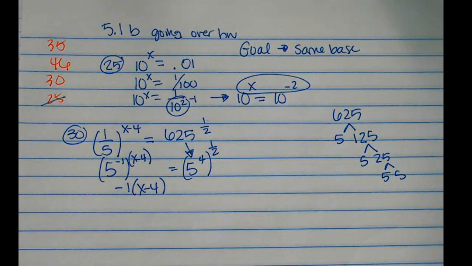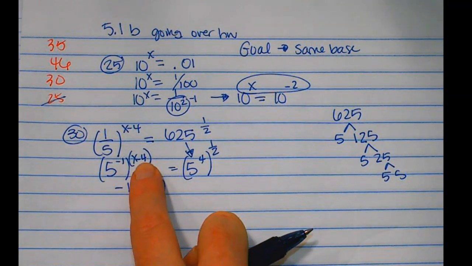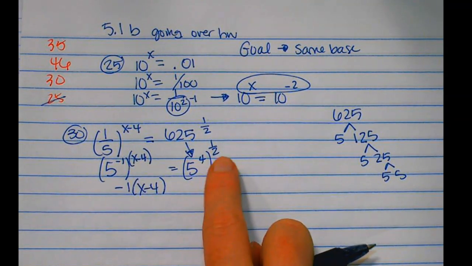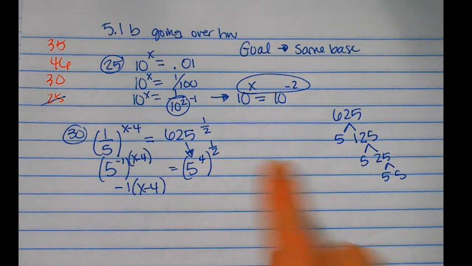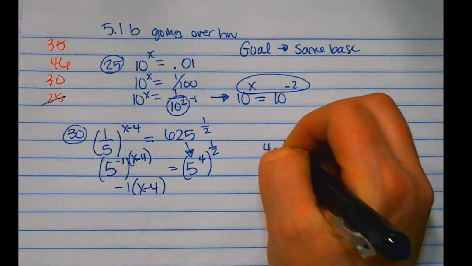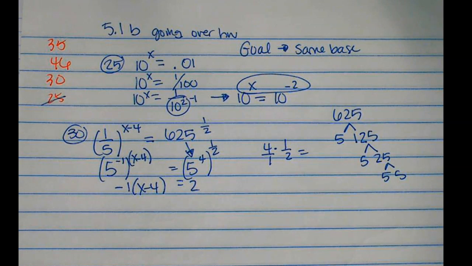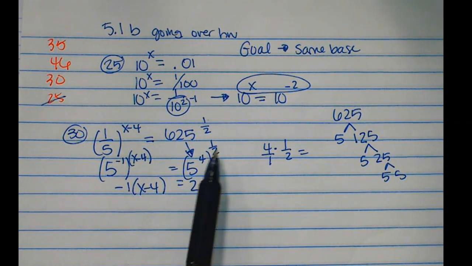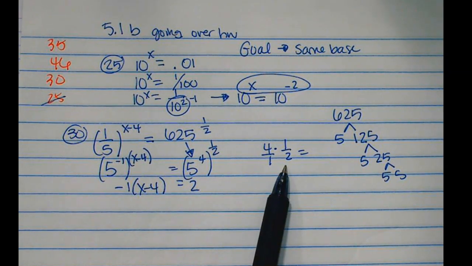So at this point, I have the same base, 5 and 5. This is negative 1 times x minus 4 on the left. Over here is 4 times 1/2. So we have to be really good about our exponent rules. What is 4 times 1/2? How much is that? 2. If it's too little for you to do the math right here, or if the power to a power, like written like that, is confusing for you, you need to write it to the side and do the math.